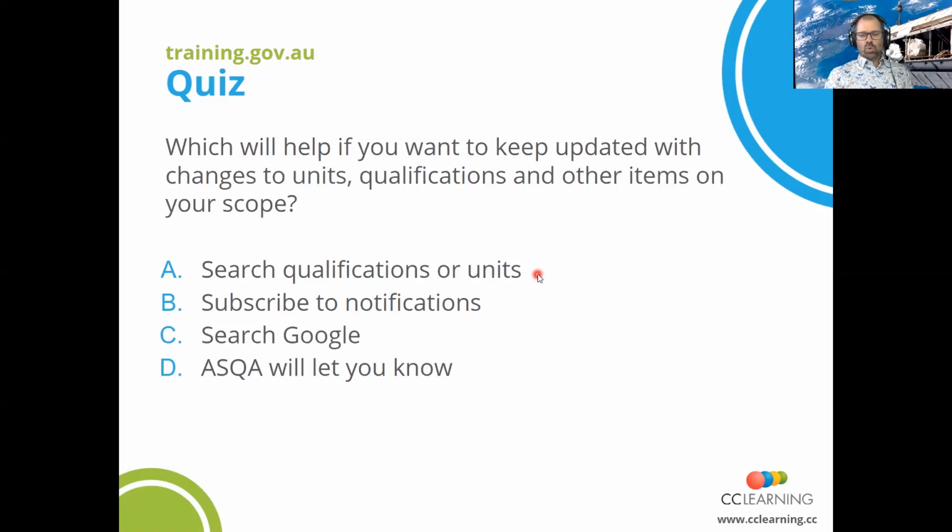Okay, so we move on to the quiz now. So that's training.gov.au. That's a quick run-through of that. Seems to be pretty complete. But here are some questions for you. Which will help if you want to keep updated with changes to units, qualifications, and other items on your scope? Nice, easy question. Do you just search the qualifications or units?